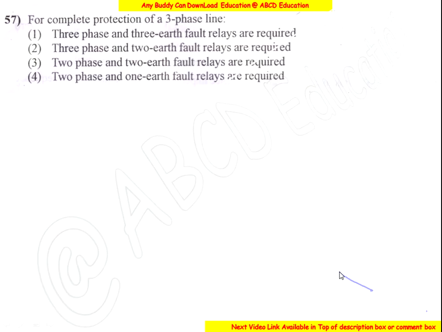Now come to question number 57. For complete protection of the three-phase line, what do we use: three-phase relay, two-phase relay, or one trip earth fault relay? Now come to the solution.